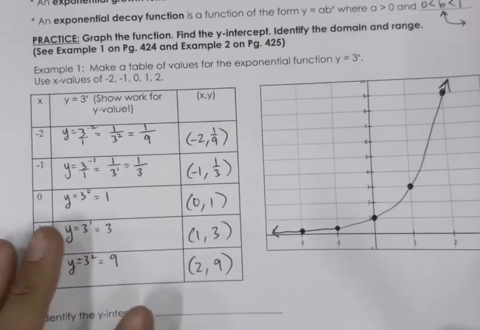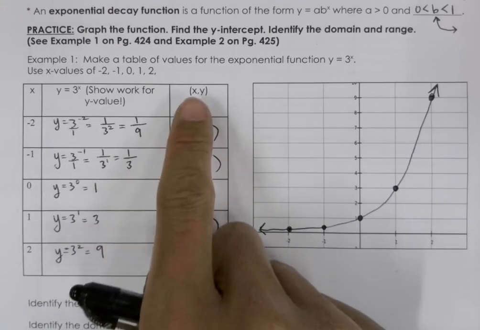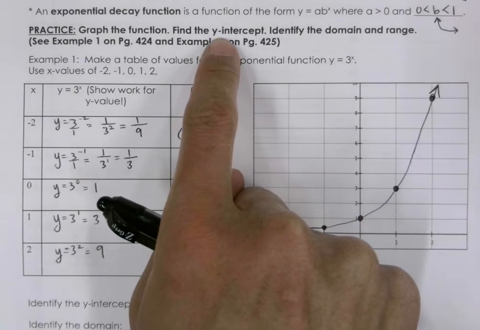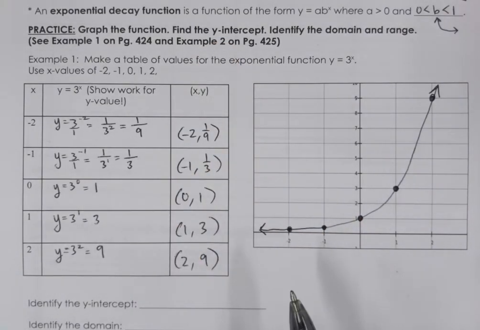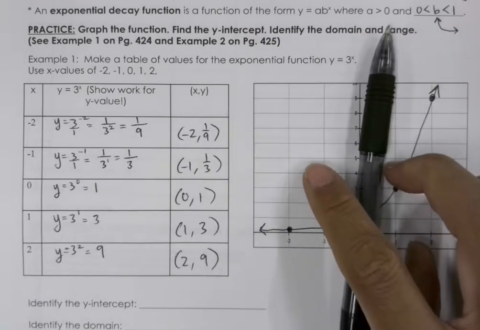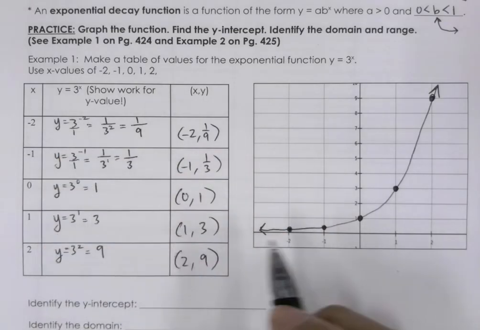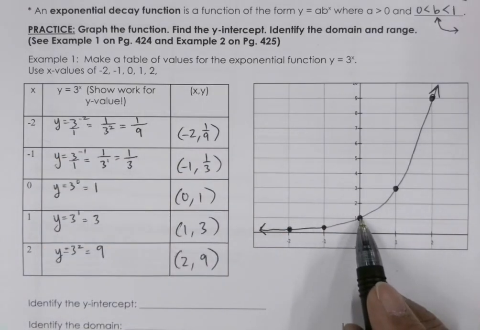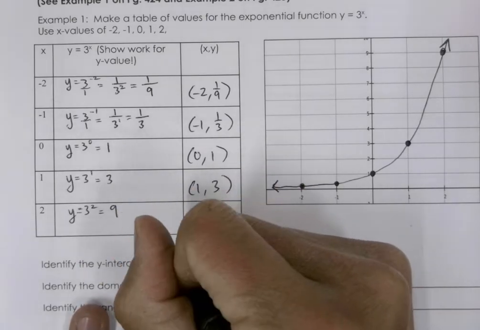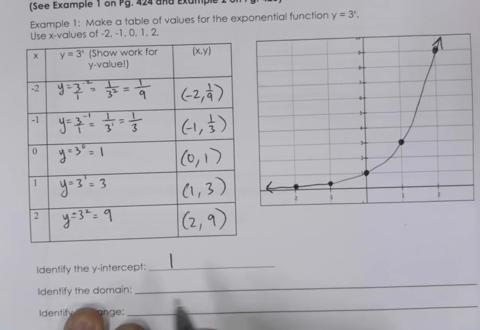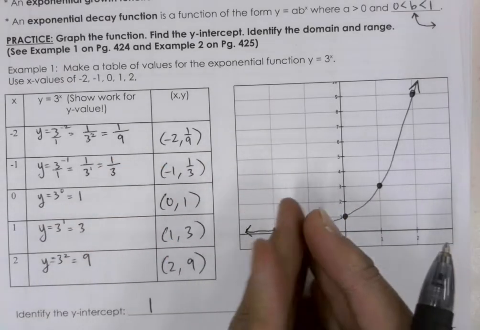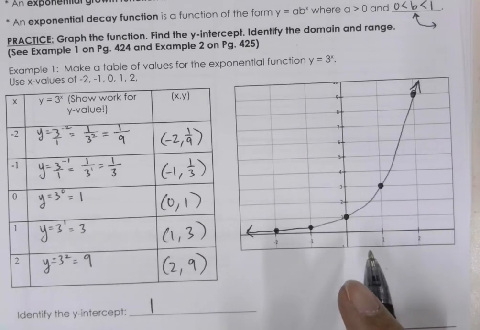And we are asked for several things. We are asked first to graph the function. We did. Find the y-intercept. And what is the y-intercept? It is where the graph crosses the y-axis. So our y-intercept is 1. Next, identify the domain. And remember, the domain is the x values. Which x values are included in this graph?